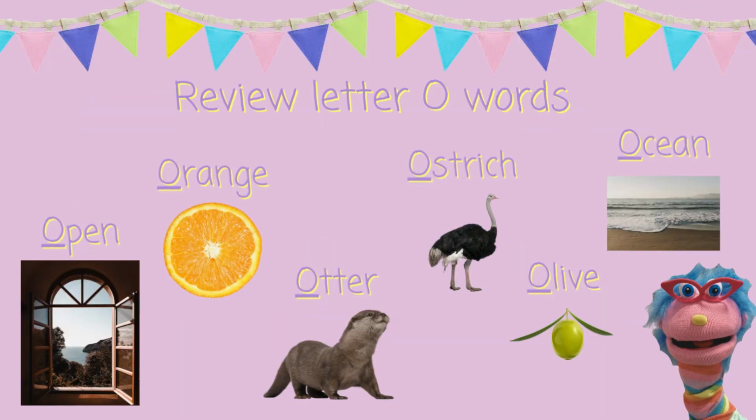Let's remember what we learned today. O is for open, orange, otter, ostrich, olive, and ocean.